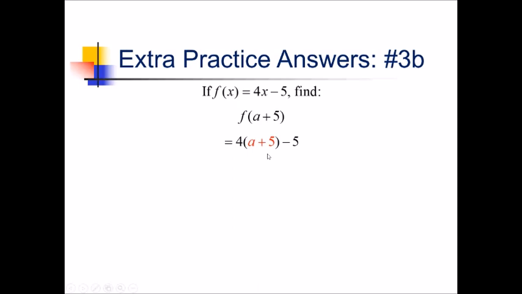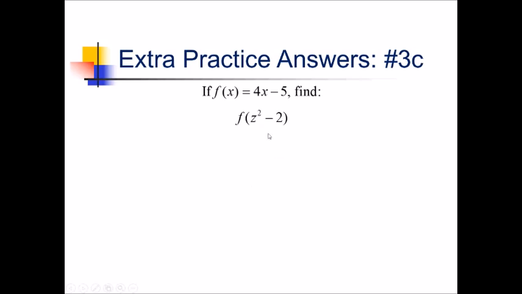So now I'm just going to simplify this a little bit. I can distribute this 4 to the parentheses. That's going to be 4a plus 20. We still have that minus 5 kicking around though. So 20 minus 5 is going to give us a 15 over there. And that's as simplified as this function's going to get.